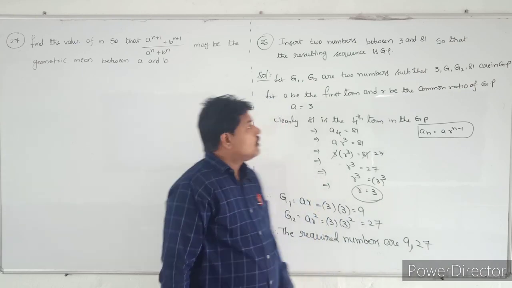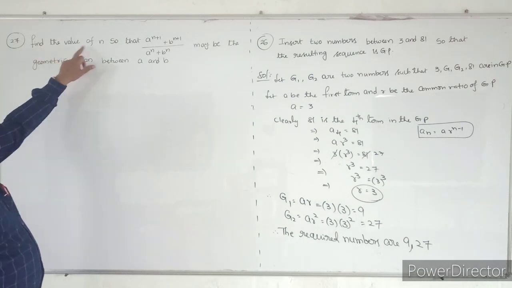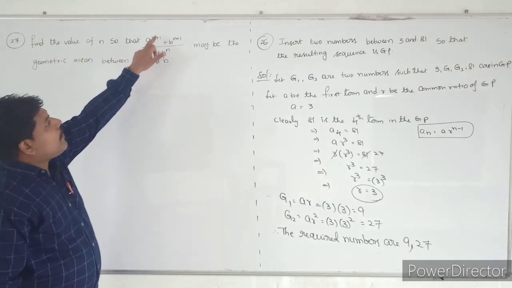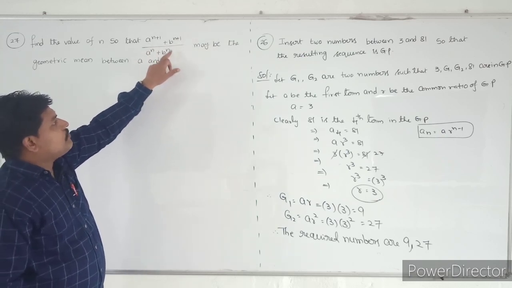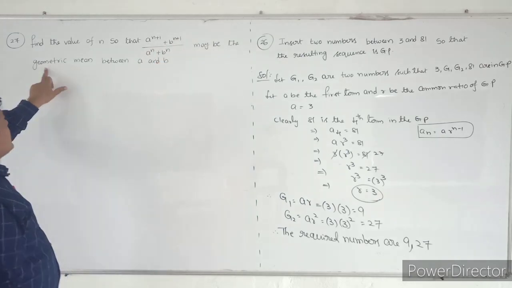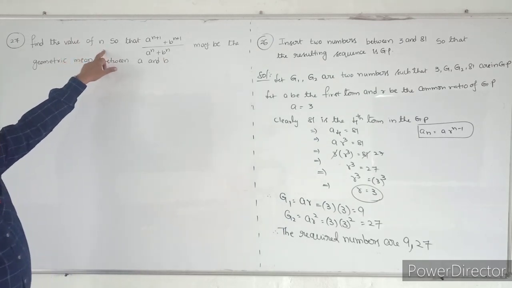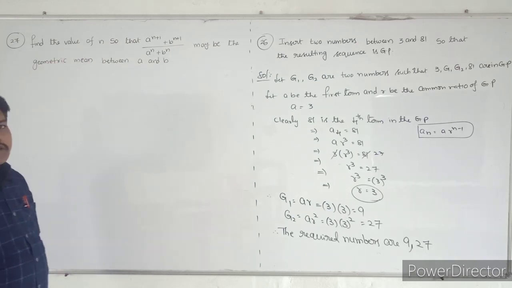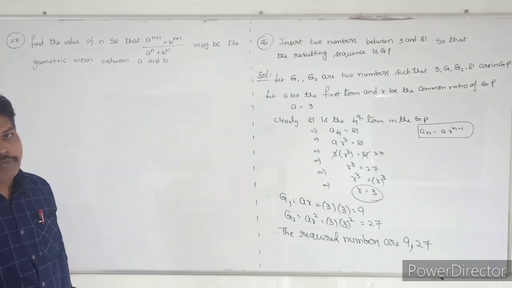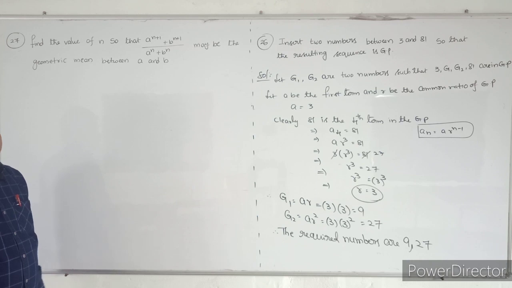All of these, students. So see the question number 27. What is the question? Find the value of n so that a power n plus 1 plus b power n plus 1 by a power n plus b power n may be the geometric mean between a and b. So for what value of n is it the geometric mean? Already we know the geometric mean of a and b is root of ab.